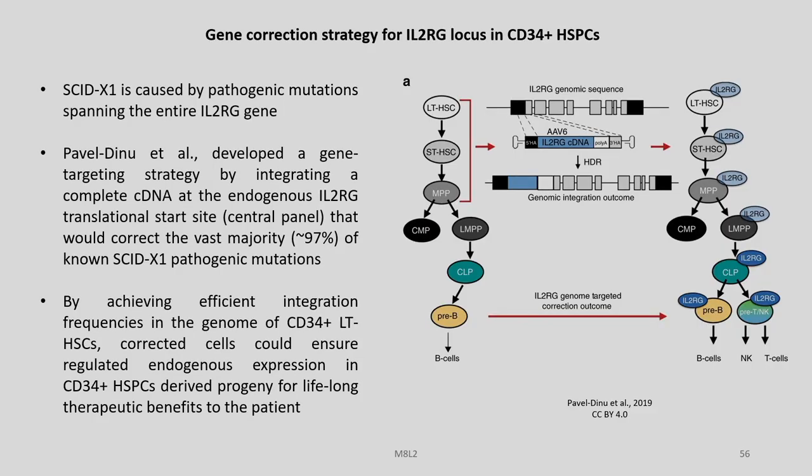Pavel Dino et al. developed a gene targeting strategy by integrating a complete cDNA at the endogenous IL2RG translational start site. You can see these in the central panel. That would correct the vast majority, over 97%, of known SCID-X1 pathogenic mutations. By achieving efficient integration frequencies in the genome of CD34 plus LT-HSCs, corrected cells would ensure regulated endogenous expression in CD34 plus HSC species, deriving progeny for lifelong therapeutic benefits to the patients.